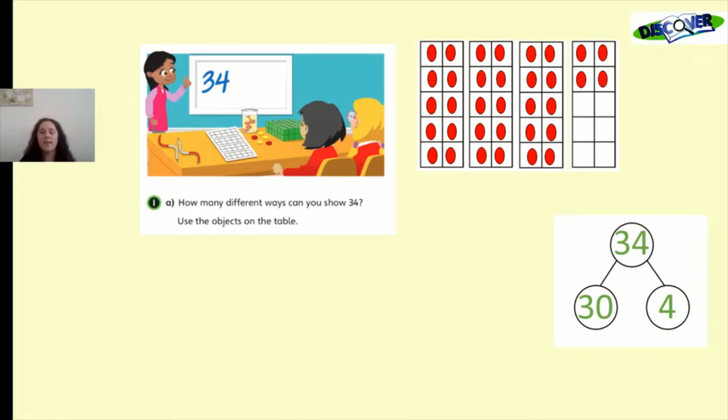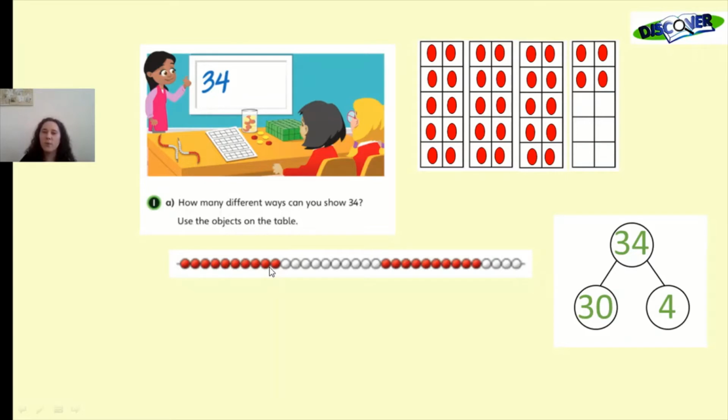There's another way that we could do this. We could use our counting beads. Here they are. This is 3 groups of 10 and 4 ones. The groups of 10 are the colour beads all together. So we've got 10 red, 10 white, and 10 red again. That's 10, 20, 30, and then 4 ones.